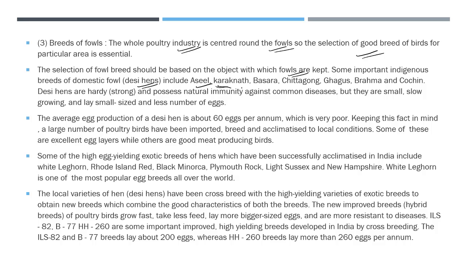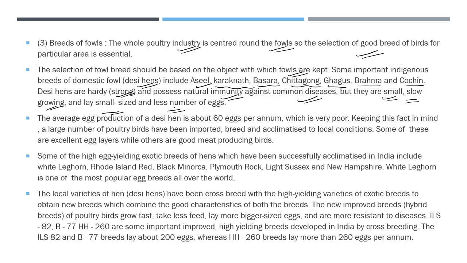Karakand, Karaknath, Basara, Chittong, Ghas, Brahma, Cochin. Desi hens are hardy, strong, and possess a natural immunity against common diseases. But they are small and slow growing and lay small size and less number of eggs.